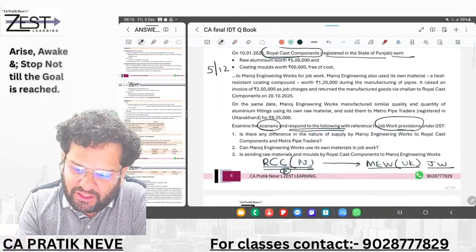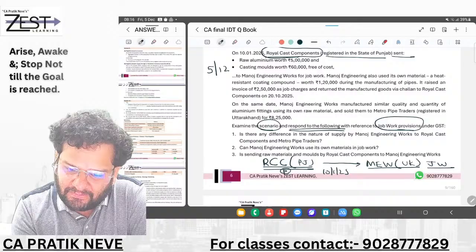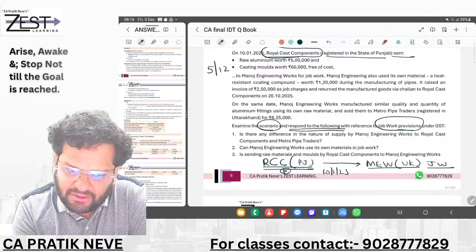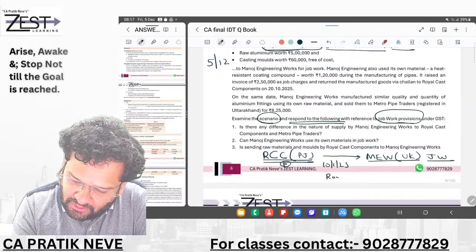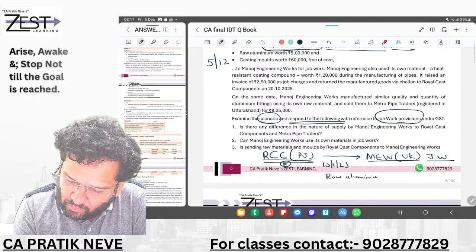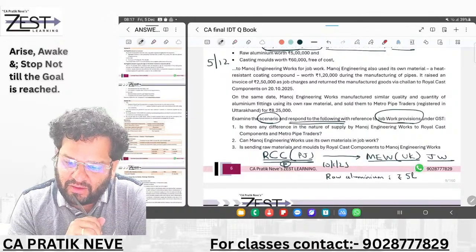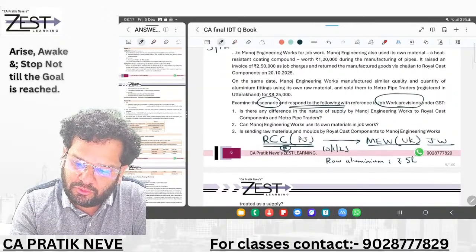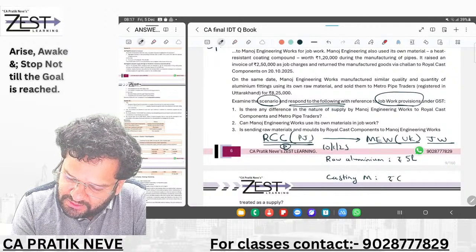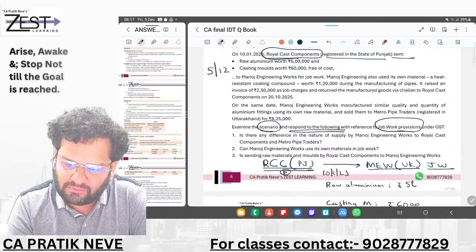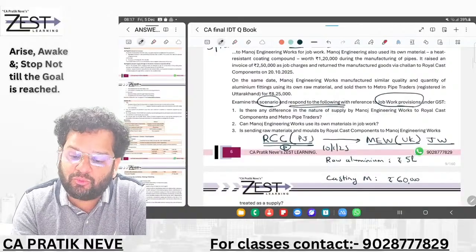So on 10/1/25, Royal Cast Components sent raw aluminium worth rupees 5 lakh, and casting molds worth rupees 60,000 free of cost to Manoj Engineering Works for job work.